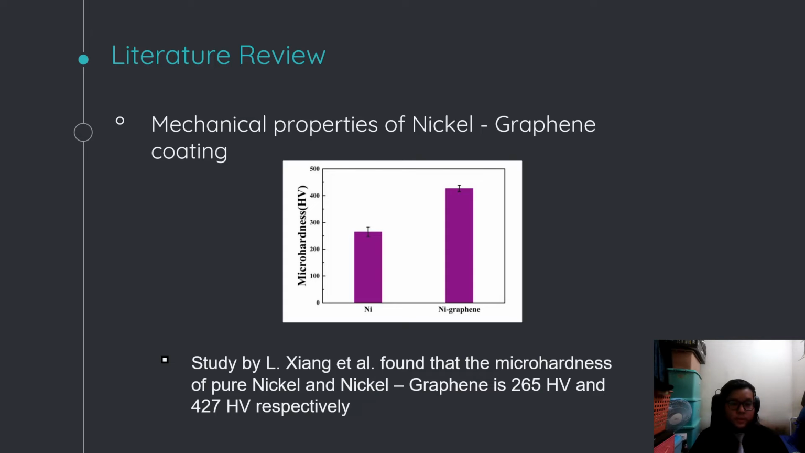Next, I will talk about the literature review of my project. First is the mechanical property of nickel graphene coating. So a study has been conducted and found that the micro hardness of pure nickel coating is lower compared to nickel graphene coating. Pure nickel coating recorded a 265 Vickers hardness value, and nickel graphene coating recorded a 427 Vickers hardness value.